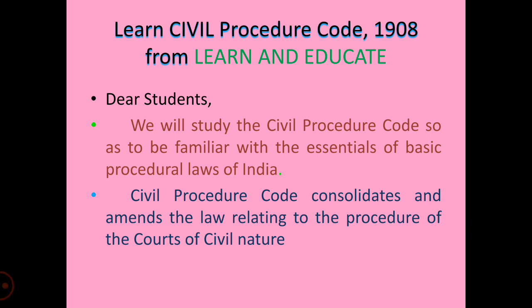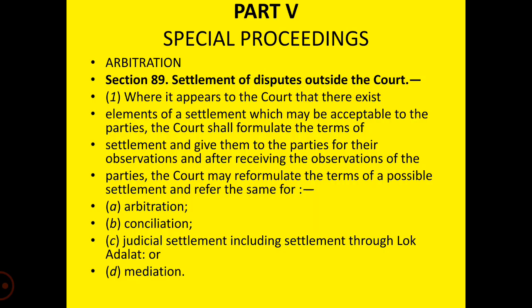Civil Procedure Code considers and amends the law relating to the procedure of the courts of civil nature. In the last video we have learned about section 88 and now we will study section 89, part 5, special proceedings: arbitration. Section 89: Settlement of disputes outside the court.